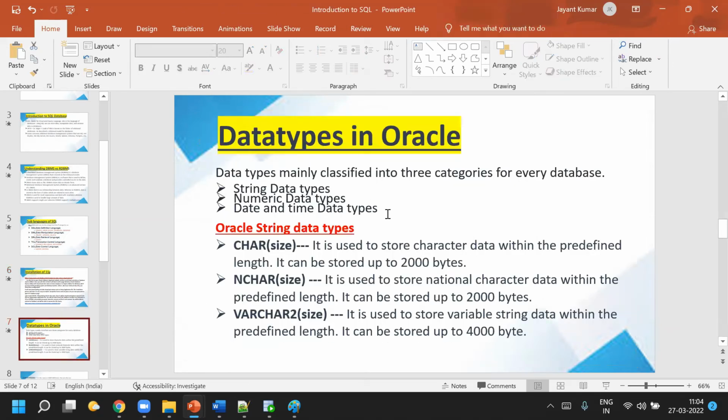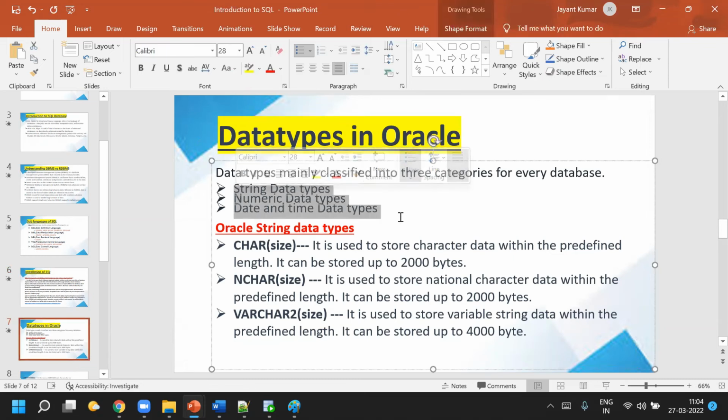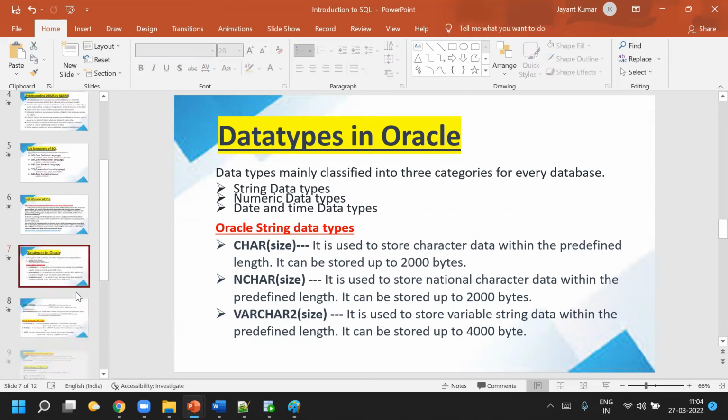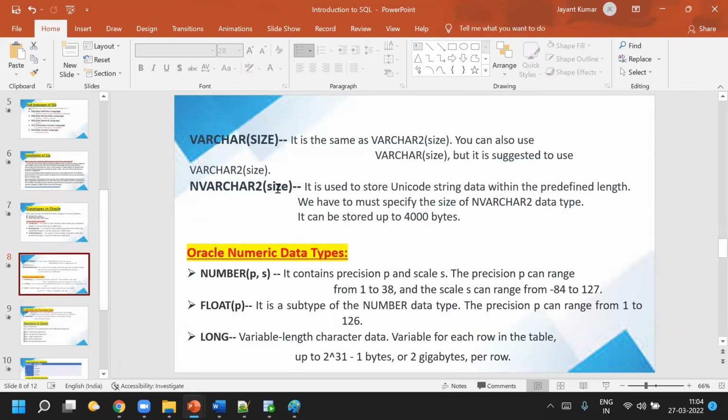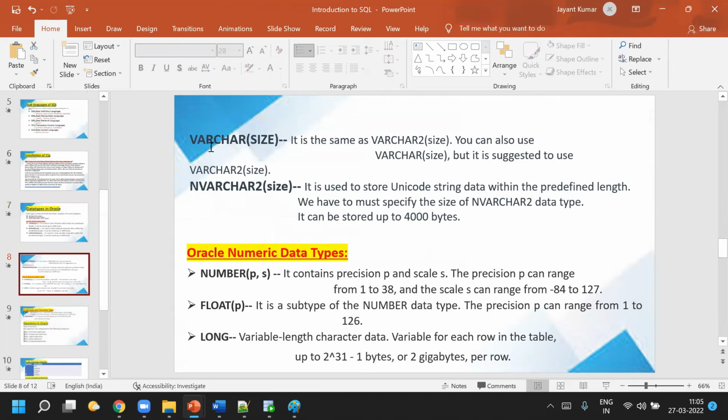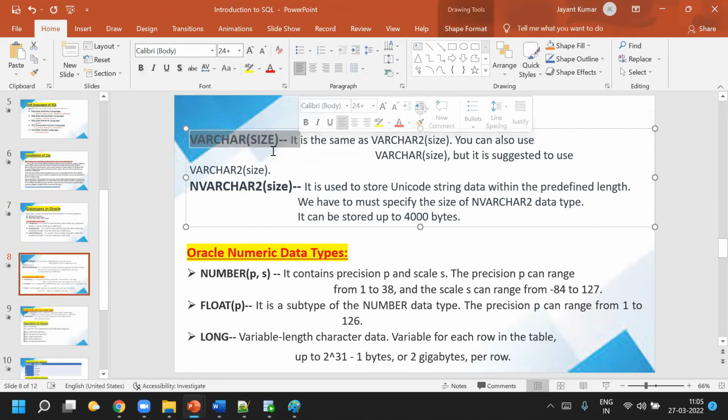Data types in Oracle are string data types, numeric data types, and date and time data types. Character or string data types are char, varchar, and varchar2. The mostly used ones are varchar2 and varchar. Varchar2 is used much more; varchar is also used, but later varchar2 came, and people use varchar2 more.